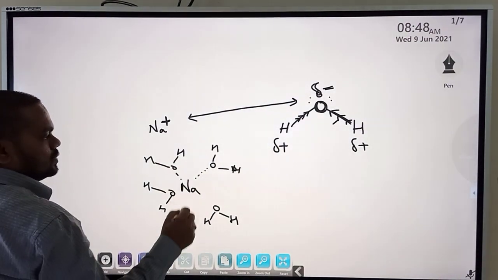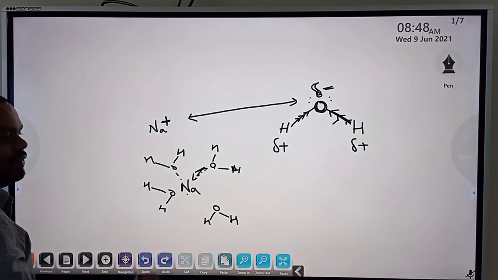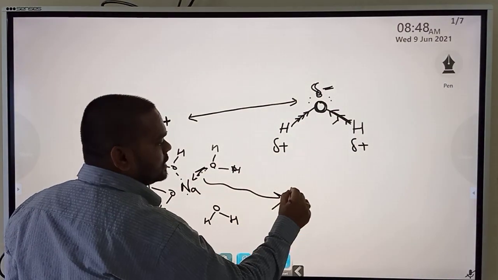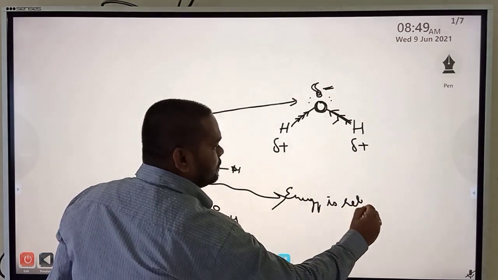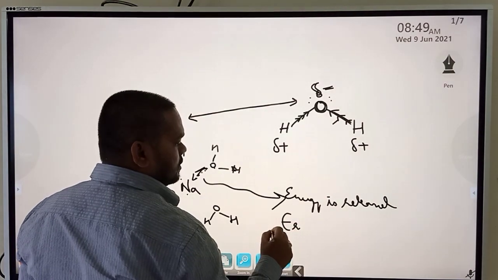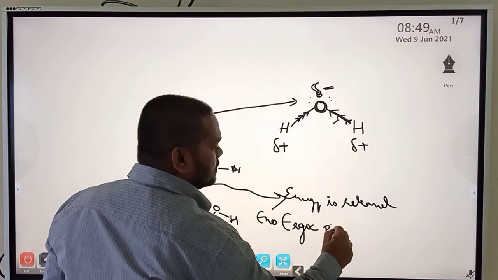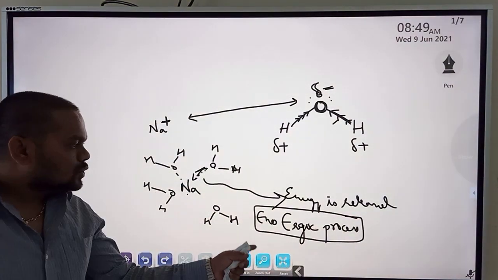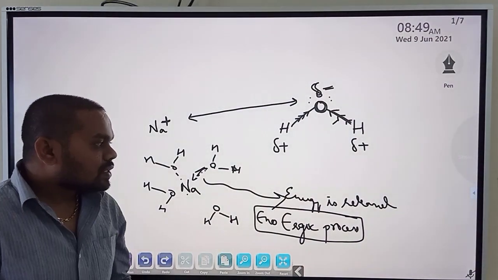Fine. So this is the force of attraction between this sodium and this oxygen. Whenever there is a force of attraction, remember this point: energy is always released. Energy is released. We call it an exergic process. Erg is a unit of energy. So we call this process what? Exergic process.